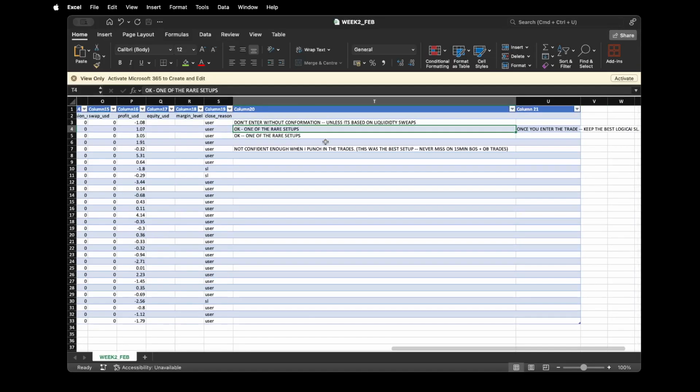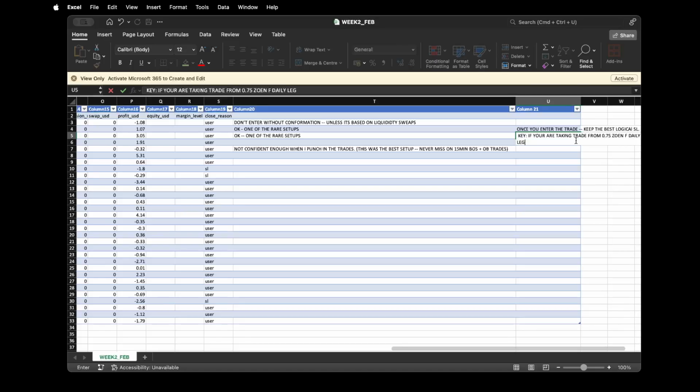So the key is, if you're trading from, what do you say, like 0.7 retracement of daily leg, okay, if we are taking a trade from the 0.75 zone of the daily leg, target big profits.